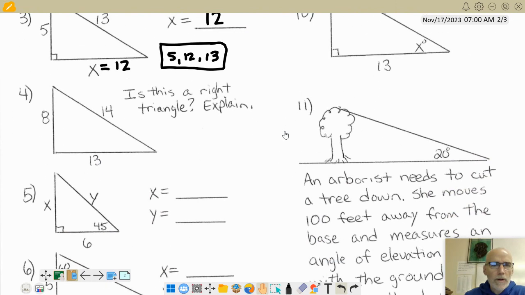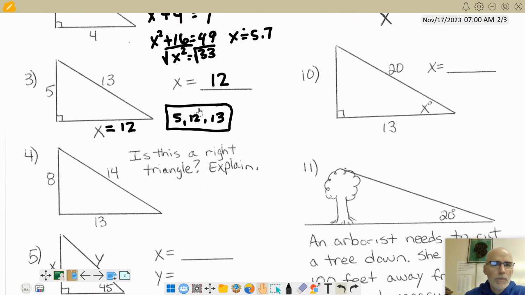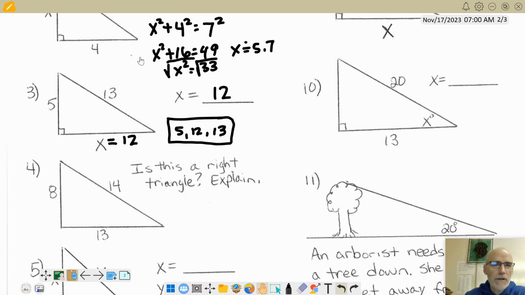All right. So, we weren't doing Pythagorean theorem here. We were just using the Pythagorean triple. Here we were using Pythagorean theorem. Remember, leg squared plus leg squared equals hypotenuse squared. But that's because we have a right angle. On number 4, the question is: is that a right angle right there?